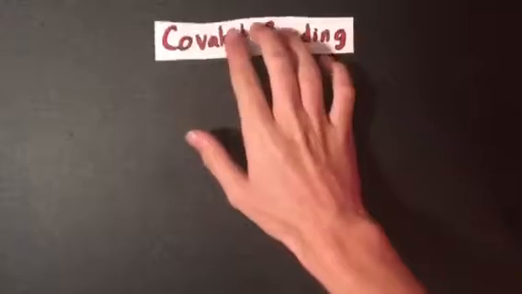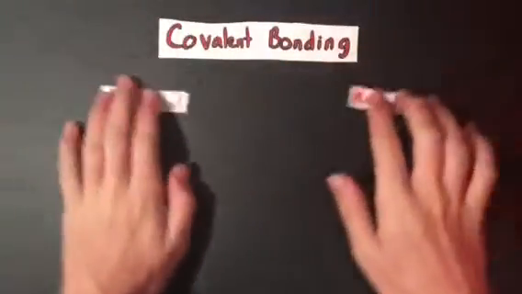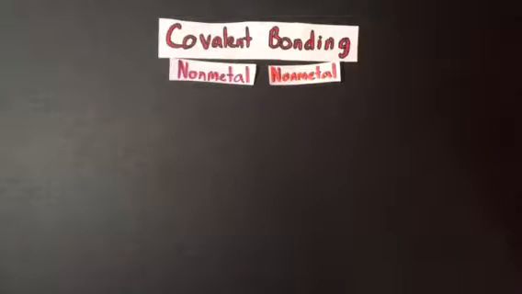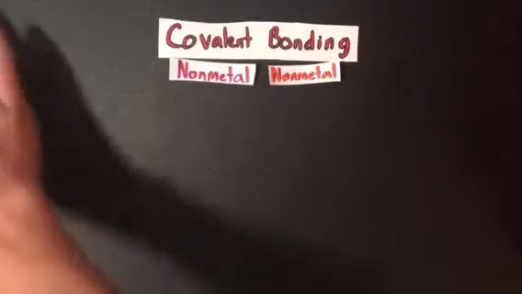Covalent bonding is the sharing of electrons between nonmetal atoms. This sharing of electrons creates bonding pairs, which helps to stabilize an atom. There are three kinds of covalent bonds: single bonds, double bonds, and triple bonds.